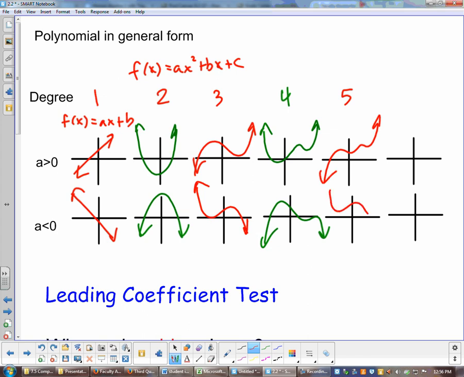So it could look something like this. You get the idea?